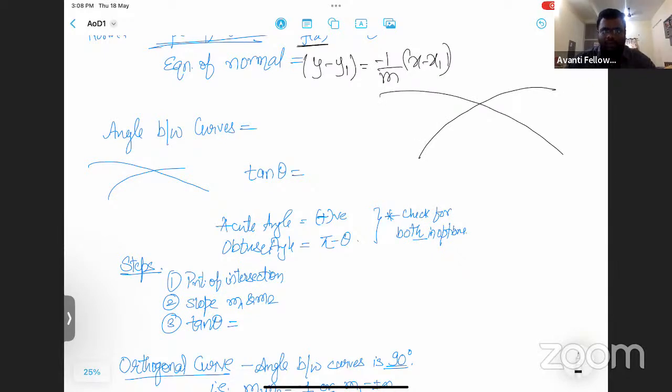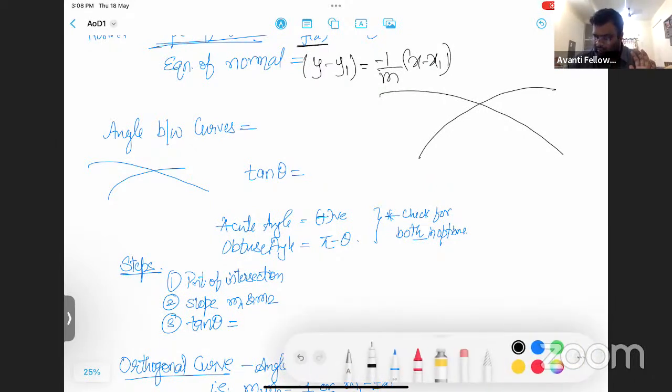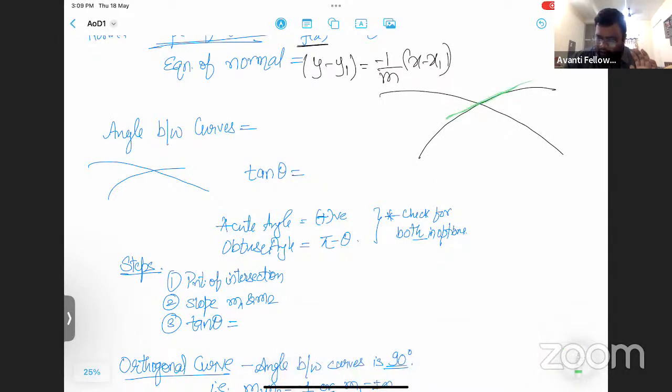Okay, for getting the angle between the curves, the only thing we need to realize is that the angle between the curves is nothing but the angle between their tangents at the point of intersection, right? At the point of intersection, obviously. So whatever tangent slope we get at the point of intersection, for the angle between them, we'll find the slopes: here m1.